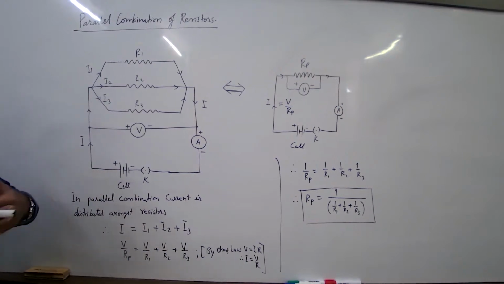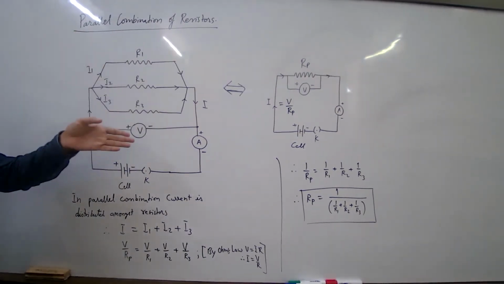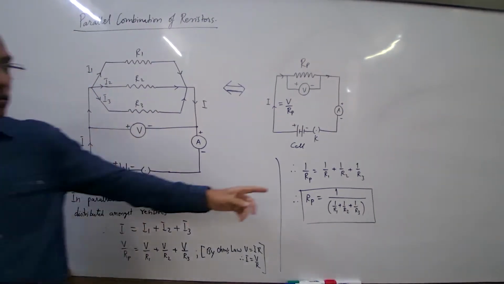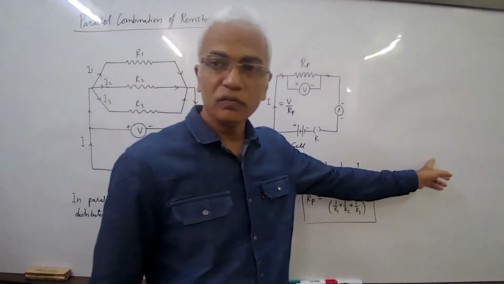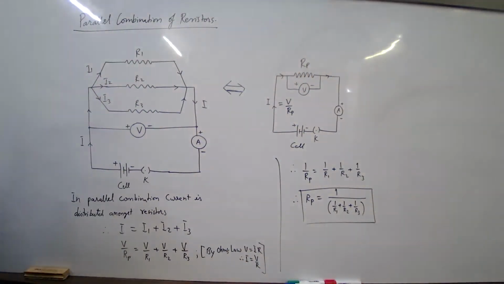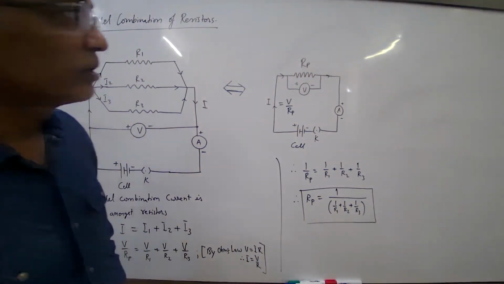So like this it can be extended to n resistors. Let us say you have n resistances combined in parallel. So it will just go on adding 1 by R4, 1 by R5 till 1 by Rn. Okay, so this is the formula for parallel combination.